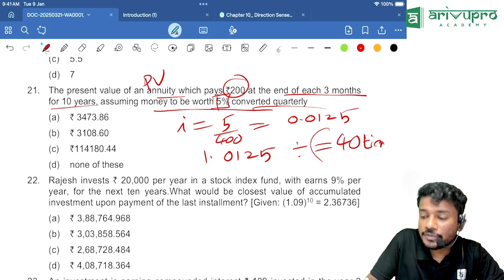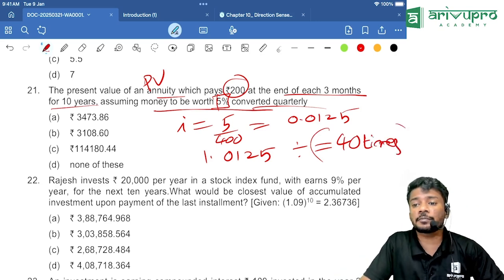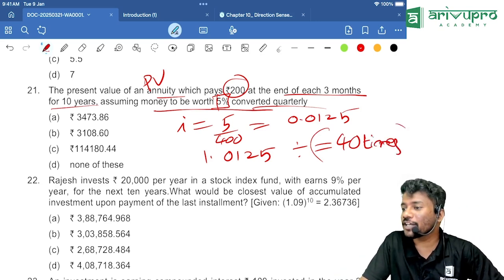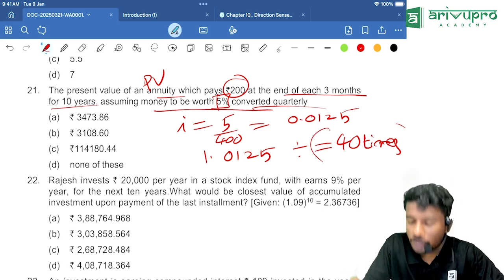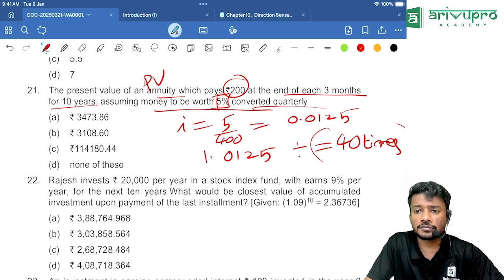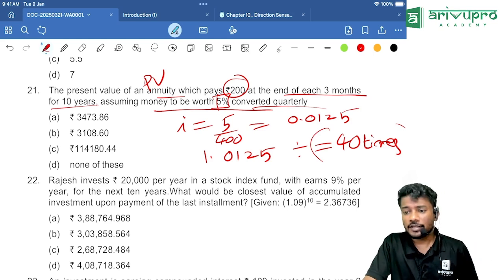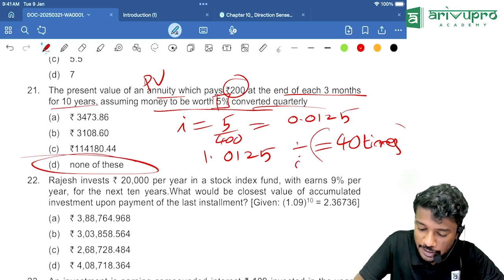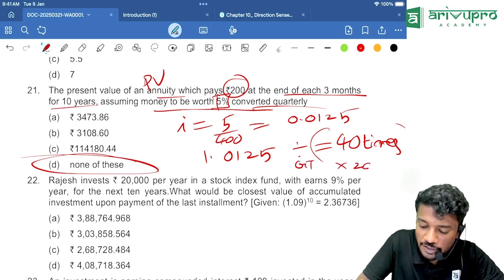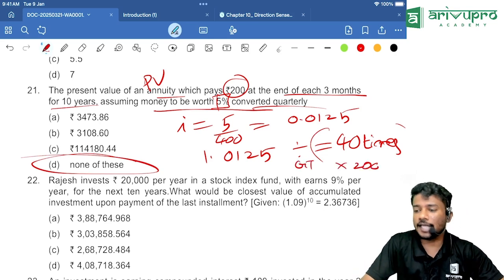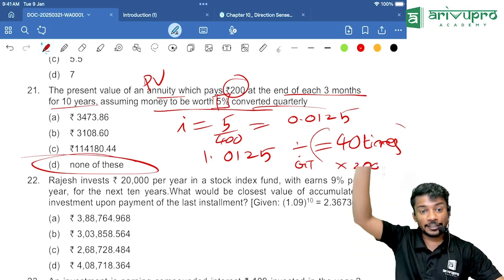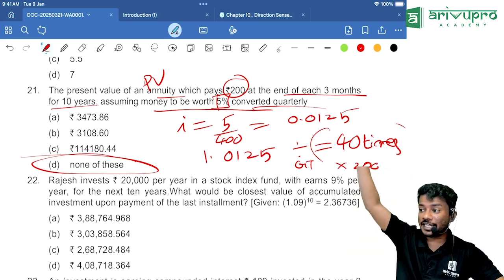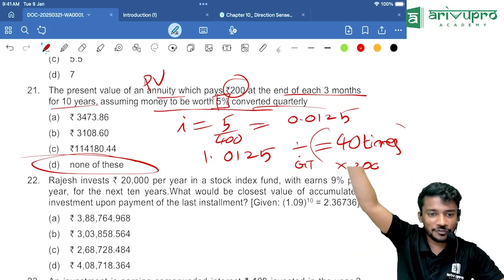We did the same problem yesterday in MTP 1, mock test paper 1. So, 40 times. How much did you get? You might get something in the 6,000 range, I guess. So, the answer is what? None of these. Then click GT. Multiply it with 200. Yes. The answer is none of these. There was one option of 6,800 something, so we went for that option.